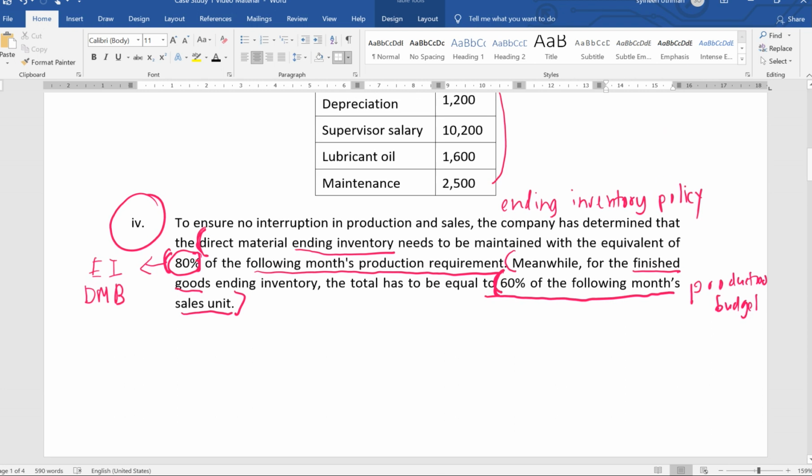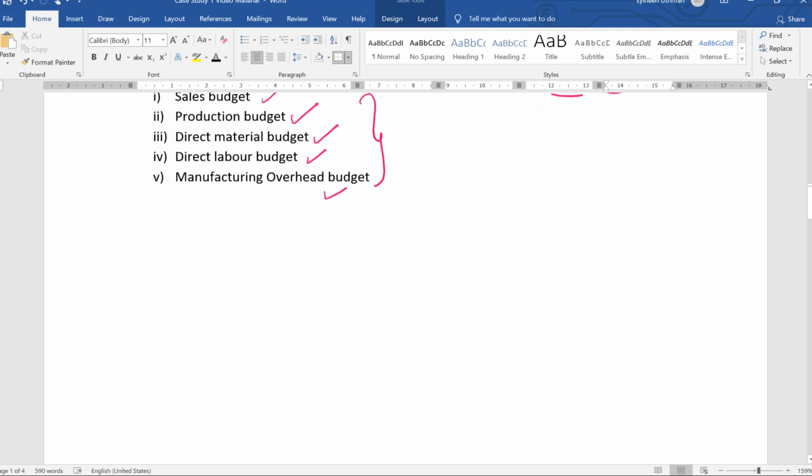Okay, so this is your ending inventory policy sebab this is for finished goods. So bila awak nampak perkataan finished goods, that is actually referring to your production budget. Sebab dalam production budget tu kita nak produce barang yang dah siap. Okay, so the ending inventory is referring to the finished good ending inventory. Okay, so policy dia ialah 60% of the following month's unit sales. Maksudnya ending inventory January adalah 60% daripada jualan bulan February. Okay, alright.